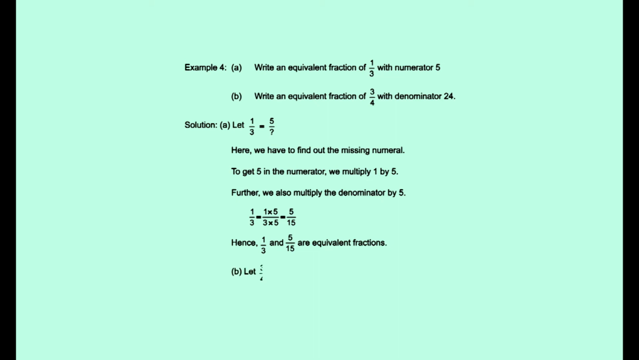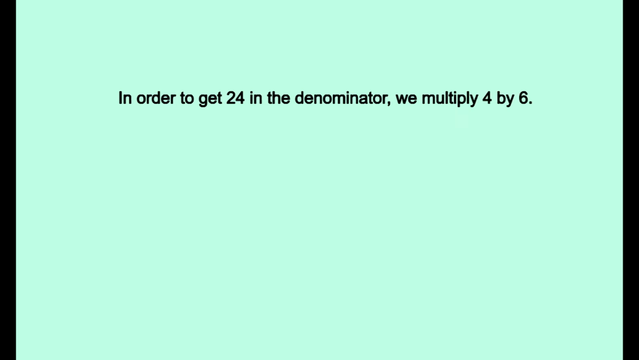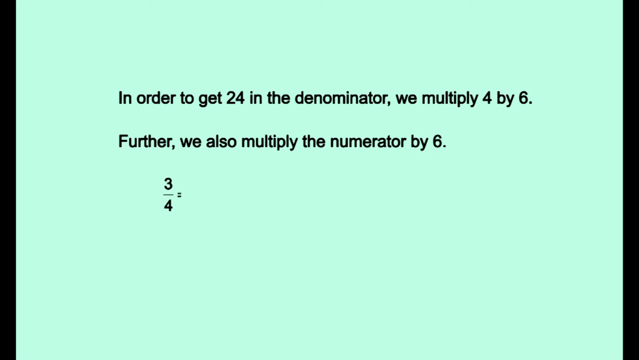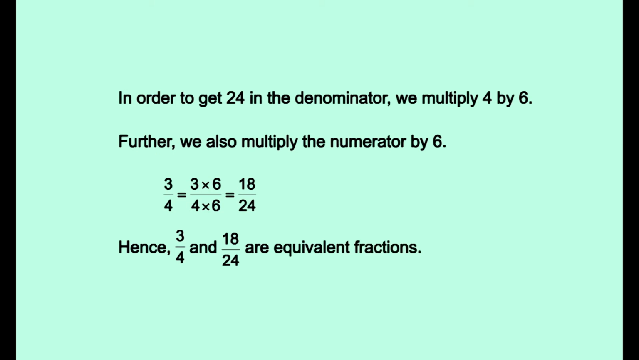Let 3 by 4 is equal to blank by 24. Here, we have to find out the missing numeral. In order to get 24 in the denominator, we multiply 4 by 6. Further, we also multiply the numerator by 6. 3 by 4 is equal to 3 into 6 by 4 into 6 is equal to 18 by 24. Hence, 3 by 4 and 18 by 24 are equivalent fractions.